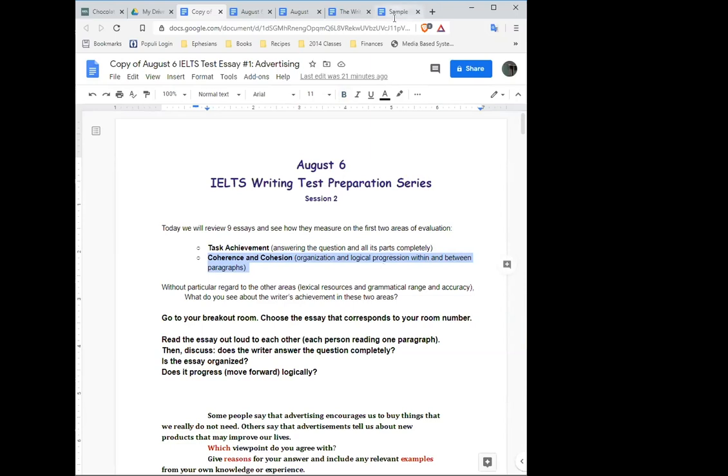IELTS exam. I think we talked about it last week. We talked about how they score your test in 4 areas. So today we're just going to look at the first 2 areas, which is how you answered the question, like whether you actually did answer the question, and then how you organized your essay.